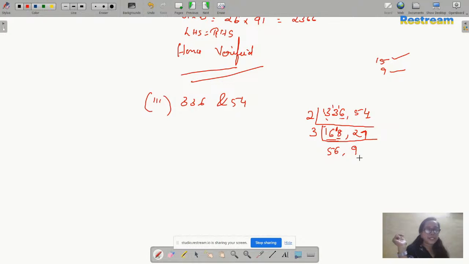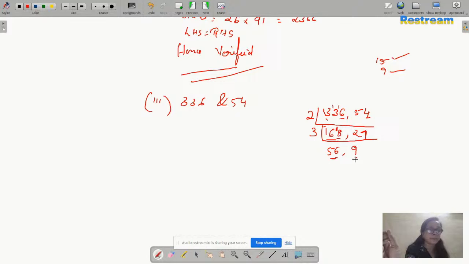Now 56 and 9. Is there any common factor? 56 and 9? No. 56 is an even number, 9 is an odd number. 3 will not be going. 6 plus 5 is 11 and it is 9. So 3 will not be going.